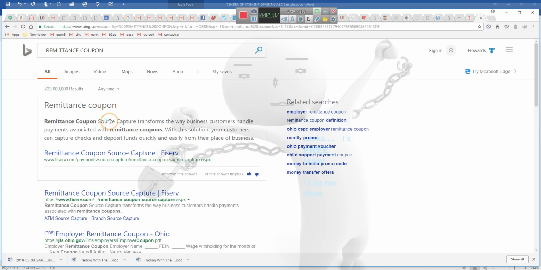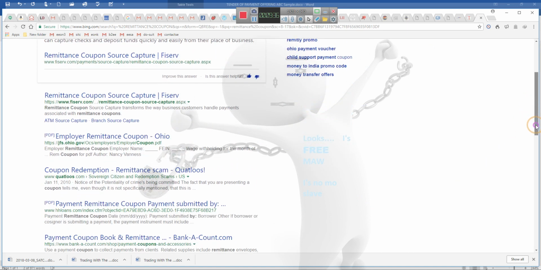Remittance coupon. Source capture transforms the way business customers handle payments associated with remittance coupons. With this solution, your customers can capture checks and deposit funds quickly and easily from their place of business. Ladies and gentlemen, it is a way for you to handle your payment. We're doing it through the Treasury. We're giving the Treasury authorization to go ahead and handle the government obligation.